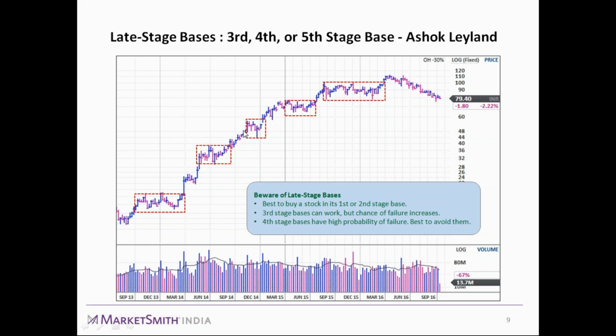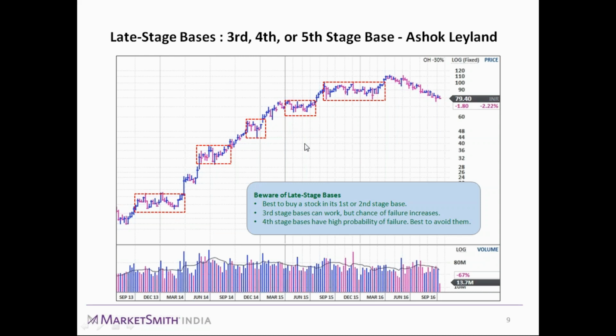So here you have a chart of Ashok Leyland. This chart goes from September 2013 to September 2016. This is a weekly chart. This was one of the stocks that was pushing the market higher, one of the leading stocks in the market. So how do you identify that? Very high RS rating, very high upside volume. All those things are telling you that this was a leading stock in the market.